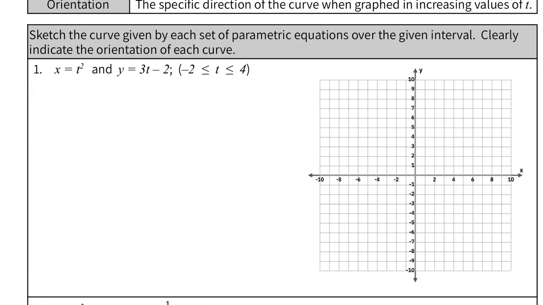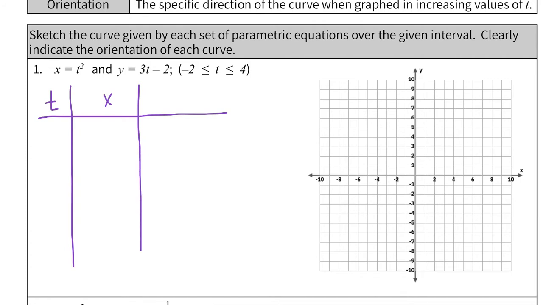There are a bunch of different ways to graph this, but the easiest way is to make yourself a table of values. So here's what I'm going to do. We have basically three letters to look at: t, x, and y. So our table is going to have three columns: t, x, and y.